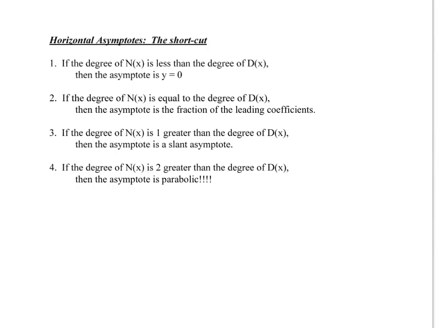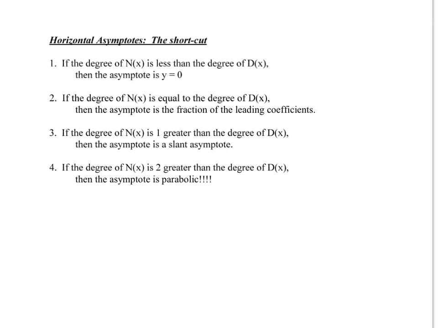The shortcut for finding the horizontal asymptotes is really quite simple, and it makes sense. If the degree of the numerator is less than the degree of our denominator, our horizontal asymptote is y equals 0. It's the x-axis. If the degree of the numerator is equal to the degree of the denominator, then our horizontal asymptote is the fraction of the leading coefficients of the numerator and the denominator.